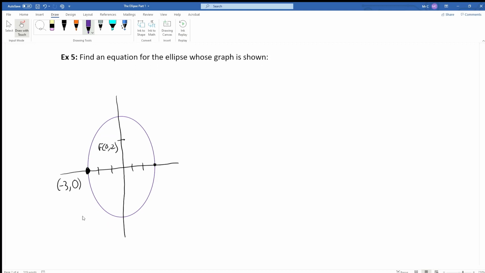All right, and now we're given a graph, and we're going to try to find an equation for the ellipse that matches this graph. So here we have a focus at 0, 2. That's this point here. And it's clear that we're centered at 0, 0. So that means my distance c here is 2. And since this is going to be the minor axis, that tells me that b equals 3. That's the distance from 0 to negative 3.